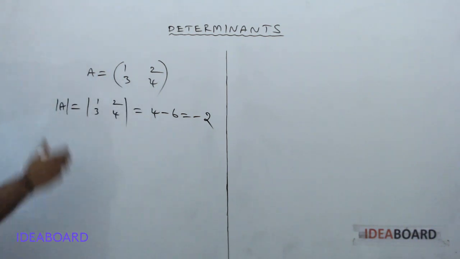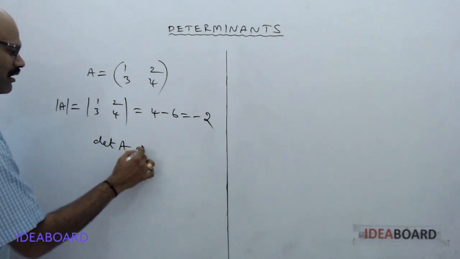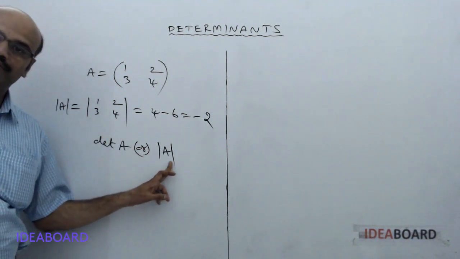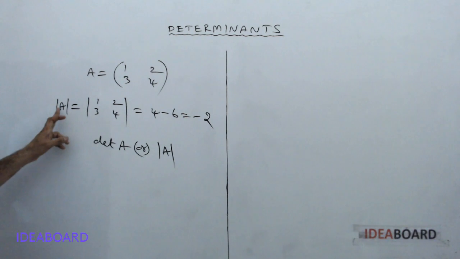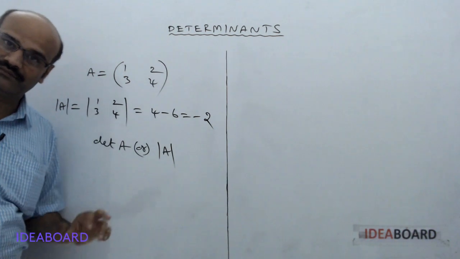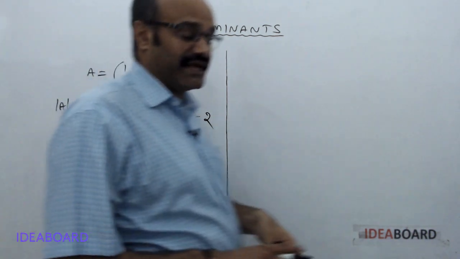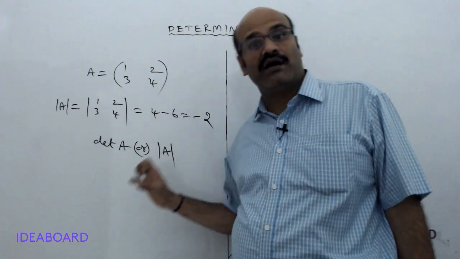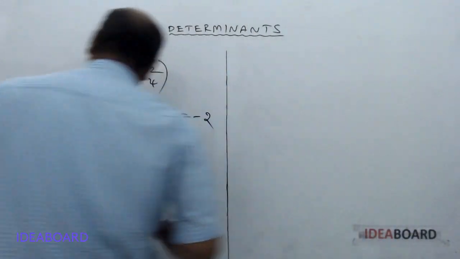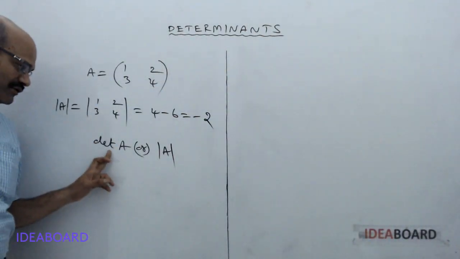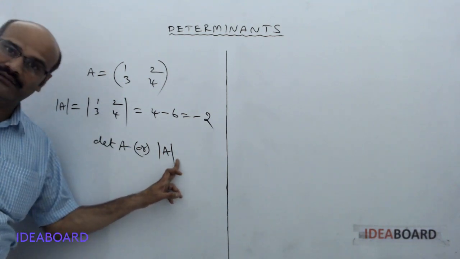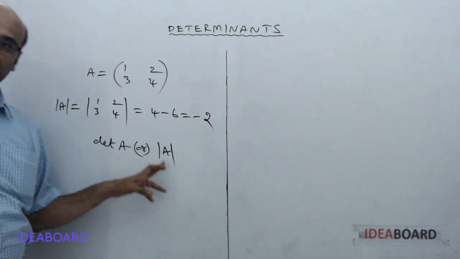The determinant of A is denoted by det A or determinant of A. This is not mod A. Now, the determinant of any square matrix will always be a scalar, so the determinant of a matrix can be associated to an expression or a number. It's not modulus of A. We should not take the determinant of minus 2 equal to plus 2.